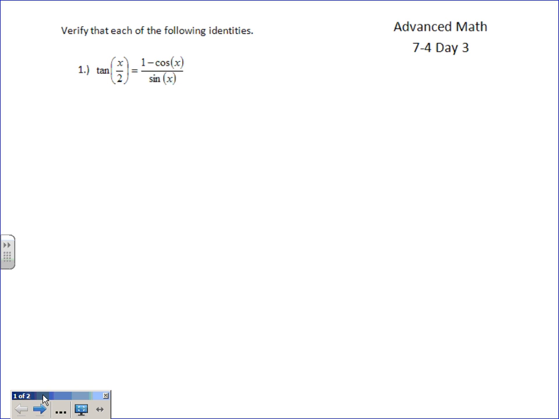So our options are, I would look at it this way. We can either try and get tangent of x over 2 to look similar to this side, or we can try and make the right side look similar to tangent of x over 2. Which way do you think is going to be easier? Yes?